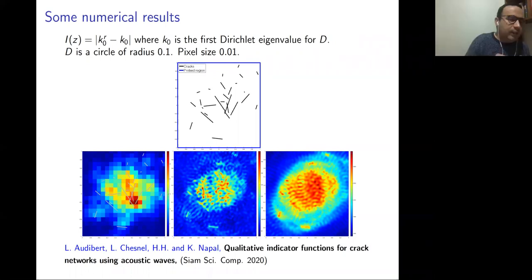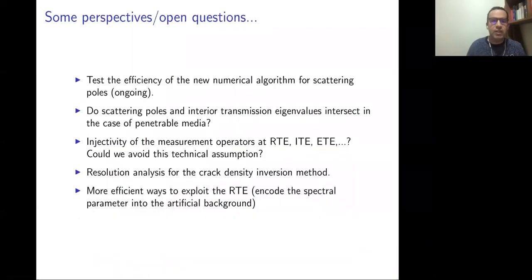Okay, so I think I'm almost in time for the 50 minutes. Just some conclusions with some perspectives. Of course, I said that we obtain a new numerical algorithm for scattering poles. We should really test the efficiency of this numerical algorithm, even though I find that this remark about duality is interesting in itself.